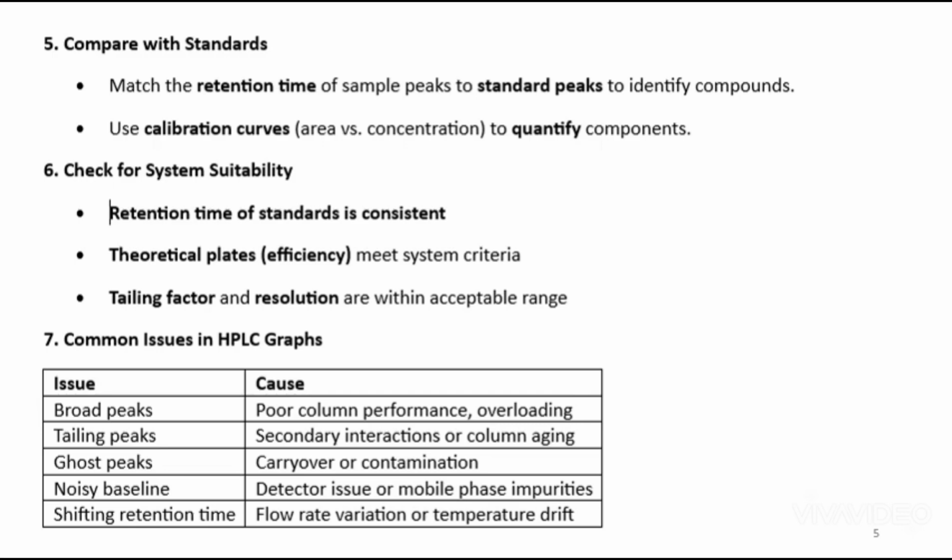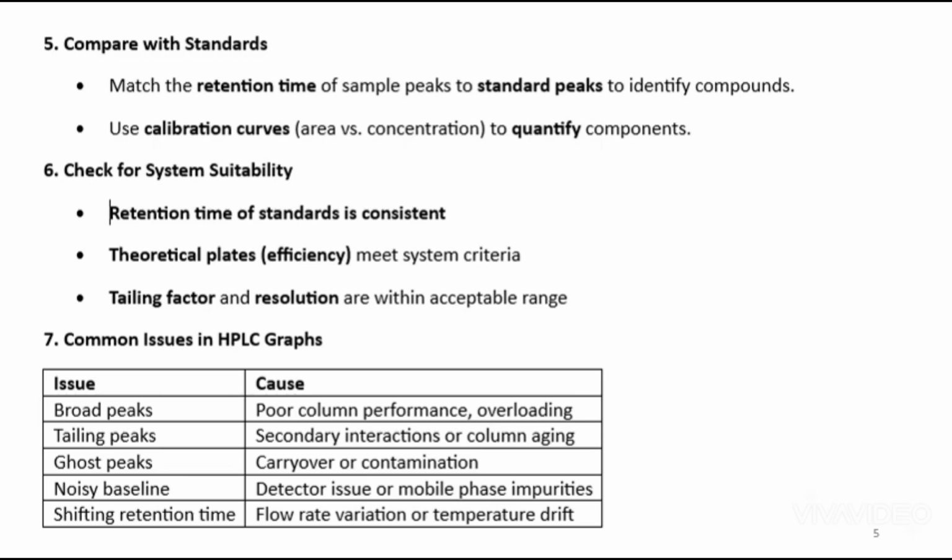Broad peaks indicate poor column performance and overloading. If peak tailing is there, it makes you understand secondary interactions or column aging. Ghost peaks mean carryover or contamination. Noisy baseline means detector issues or mobile phase impurities.